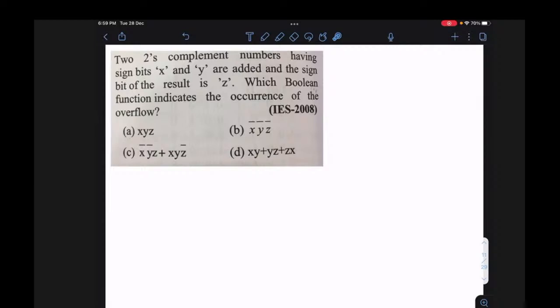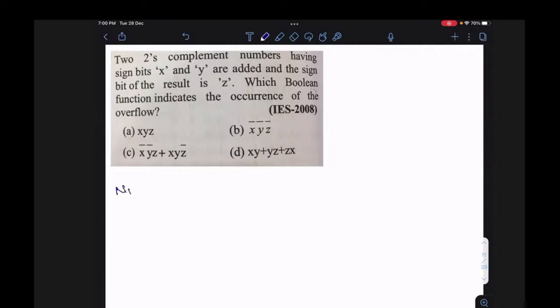Two 2's complement numbers having sign bit x and y are added, and the sign bit of the result is z. Which Boolean function indicates the occurrence of the overflow? So you need a little bit of Boolean algebra concepts. I'm writing the combination of x, y, and z. The story is again kind of the same.